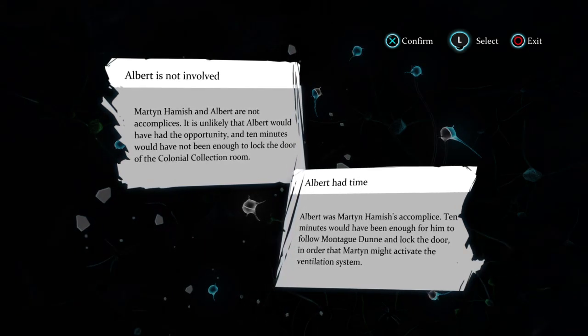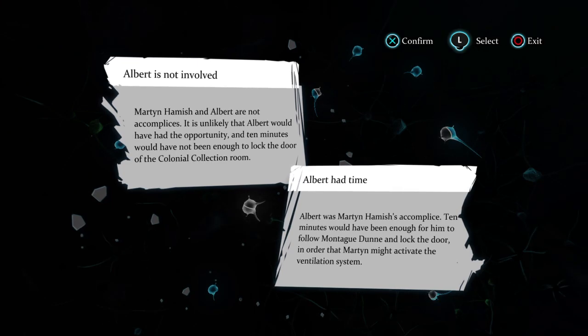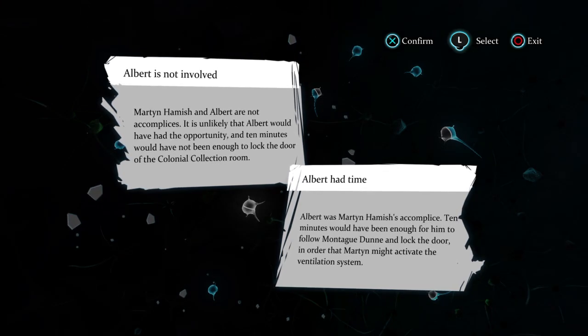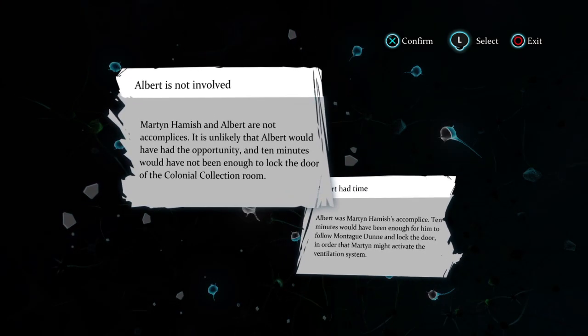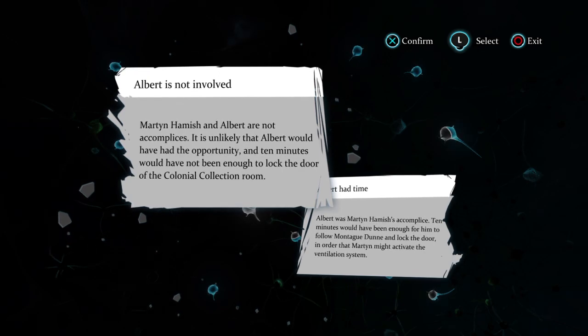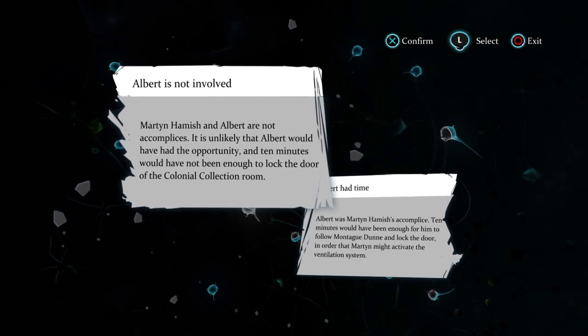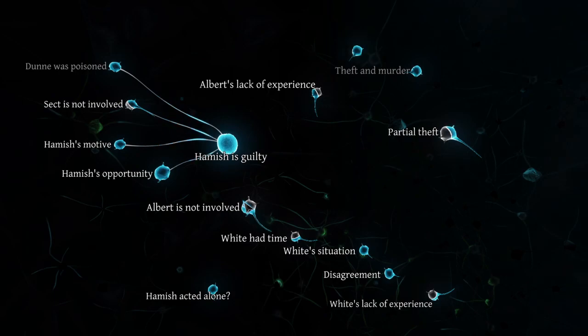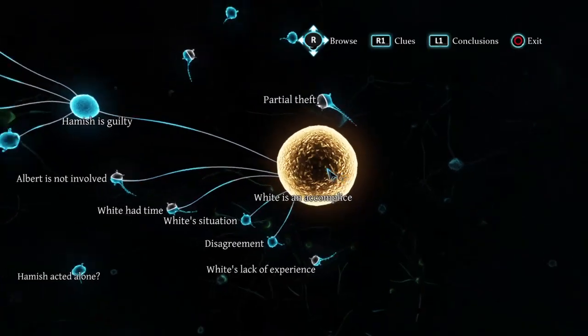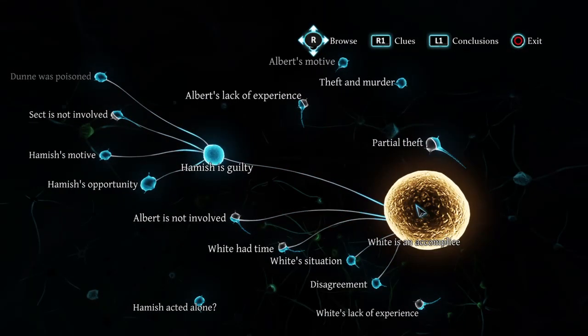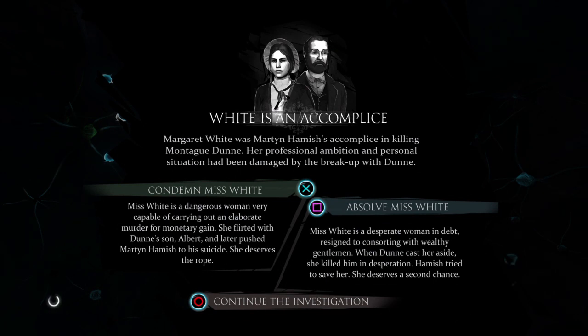Martin Hamish and Albert are not accomplices. It is unlikely that Albert would have had the opportunity, and 10 minutes would not have been enough to lock the door of the Colonial Collection Room. He couldn't see it, he didn't know it, it isn't him, it is her. She is the accomplice. Definitely. Okay, Margaret White was Martin Hamish's accomplice in killing Montague Dunn.